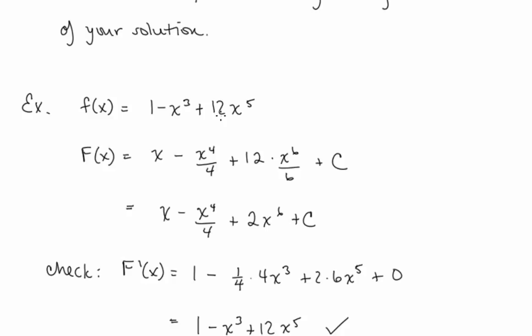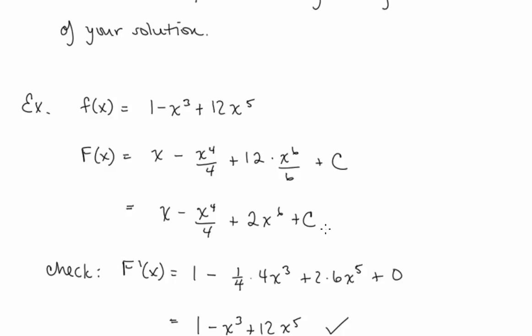The constant multiple of 12 will carry, and the antiderivative of x to the fifth is x to the sixth over 6. And then we have to add in our constant. So simplifying, we have a 12 and a 6 here, so that simplifies to 2, and so we have capital F of x is equal to x minus x to the fourth over 4 plus 2x to the sixth plus c.